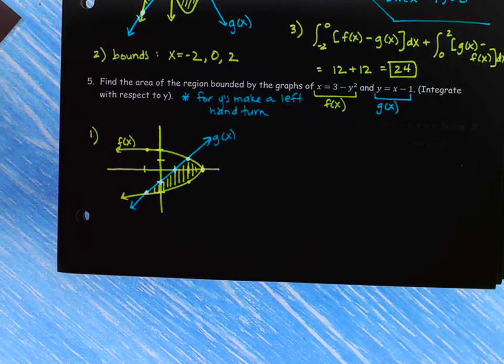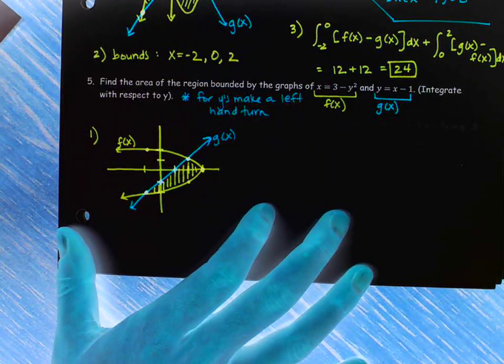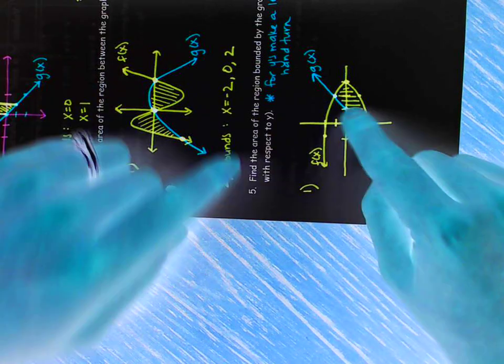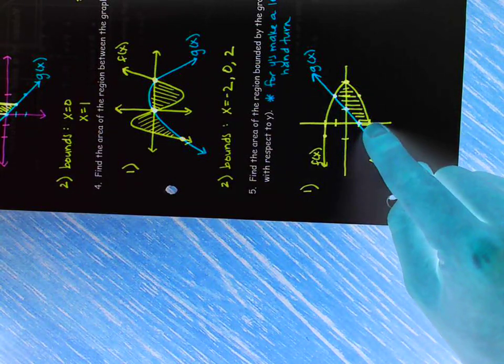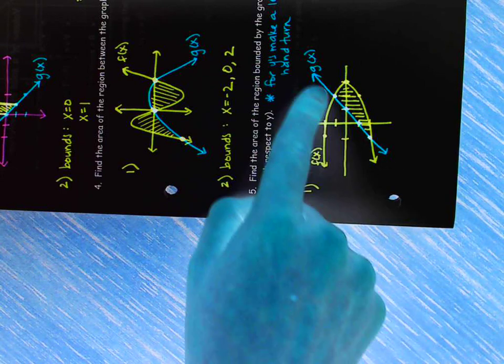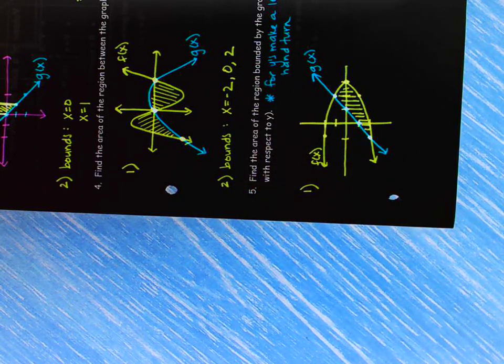But here's the other thing I can do. Remember, when I see y's in my equation like this, I'm going to make a left-hand turn. And when I make my left-hand turn, you'll notice now I have a clear top and a clear bottom again. This curve here, which is f of x, is now clearly the top, and this is clearly now the bottom. So it's actually going to be easier for me to integrate this time with respect to y instead of with respect to x.